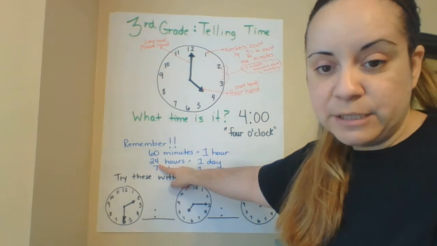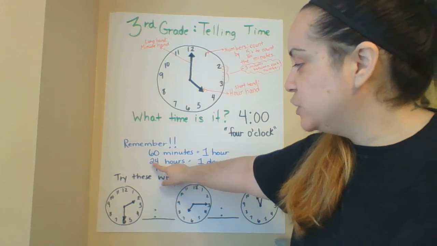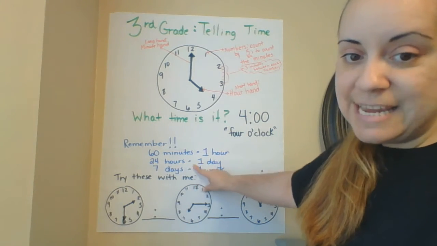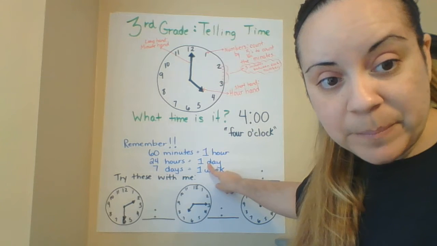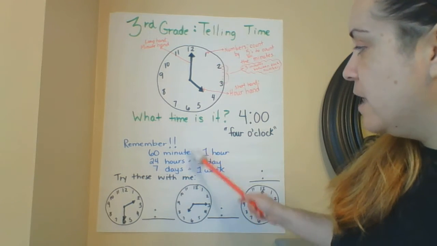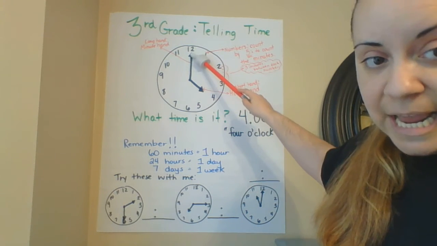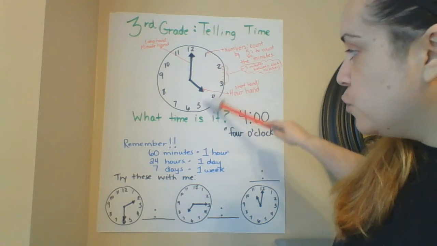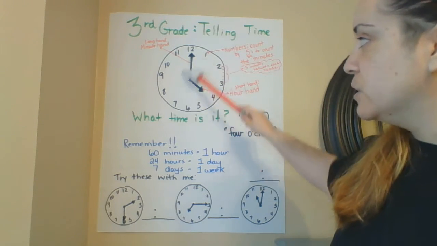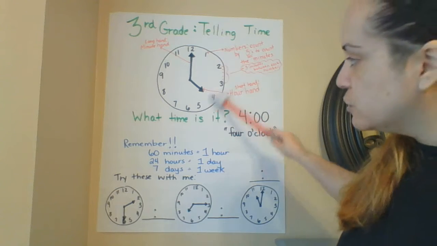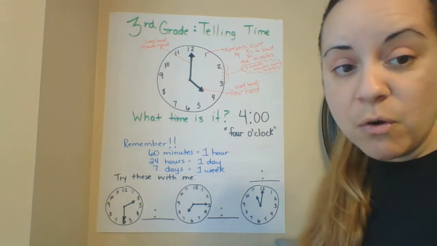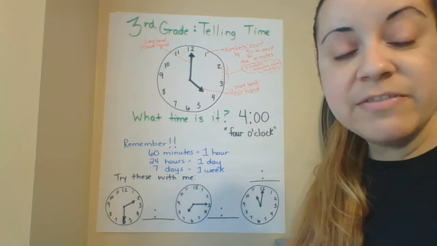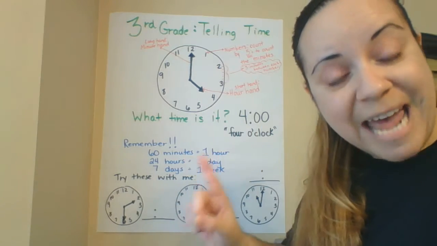The next thing that's important to remember is that 24 hours equals 1 day. So that means that if my hour hand goes around 24 times, 1 time, 2 times, 3 times, 4 times, all the way to 24, then that has been 1 whole day.